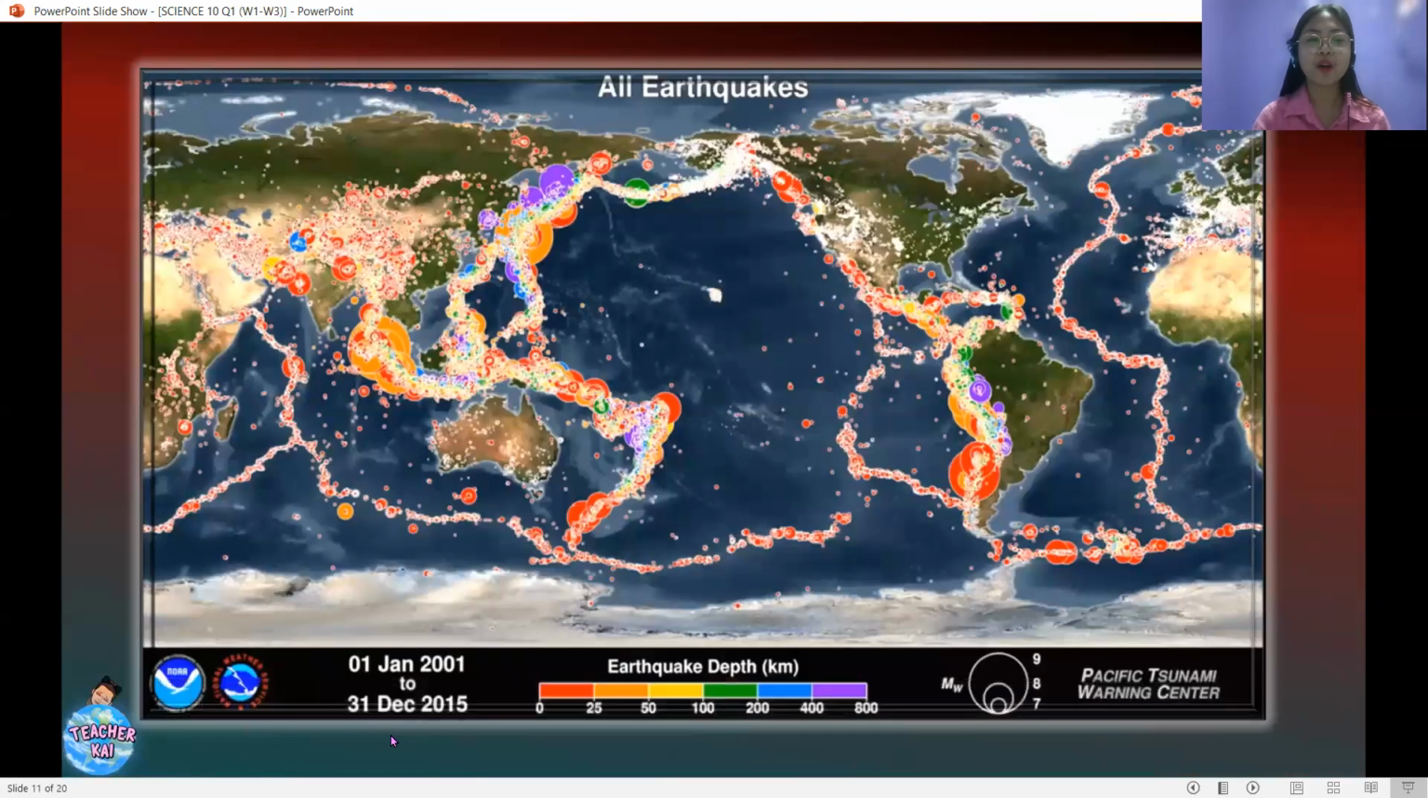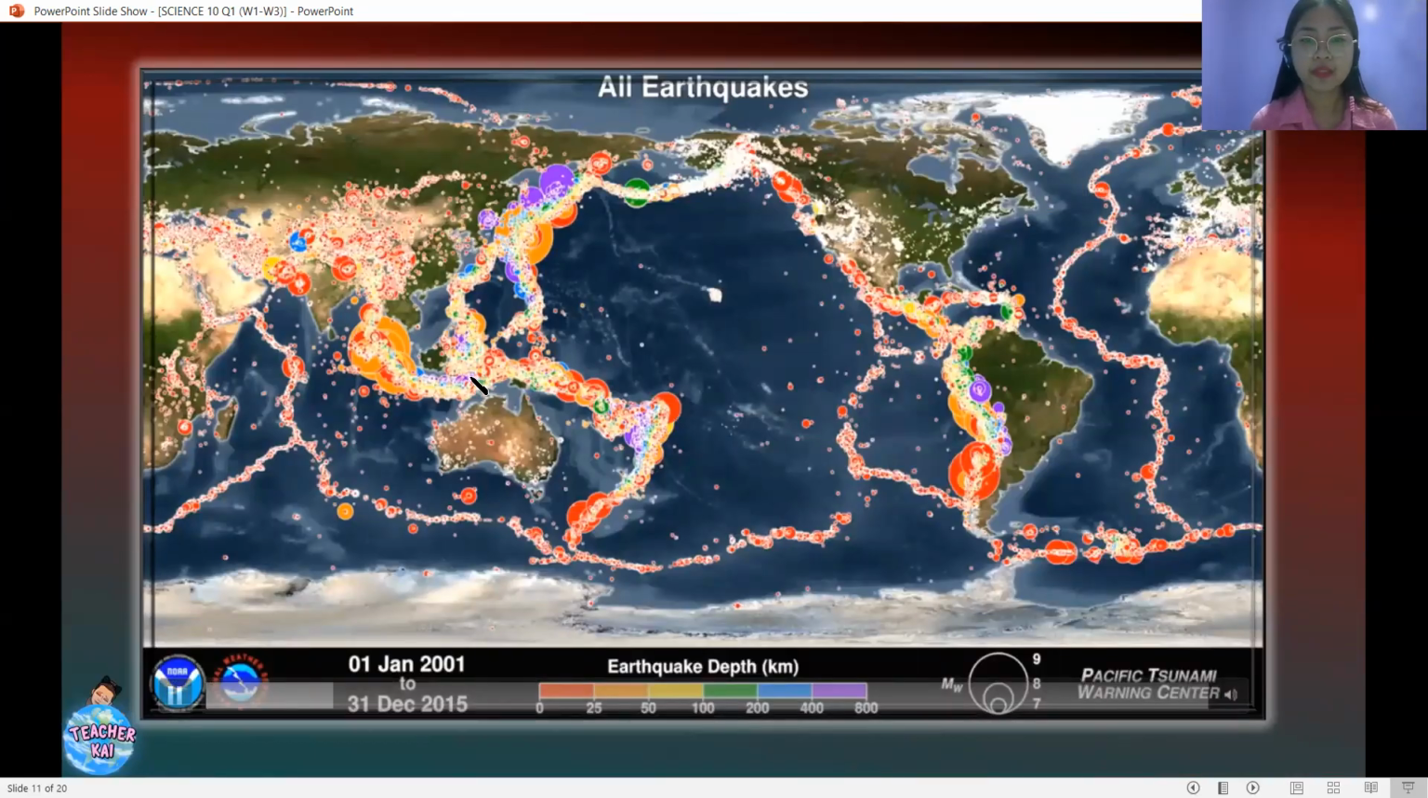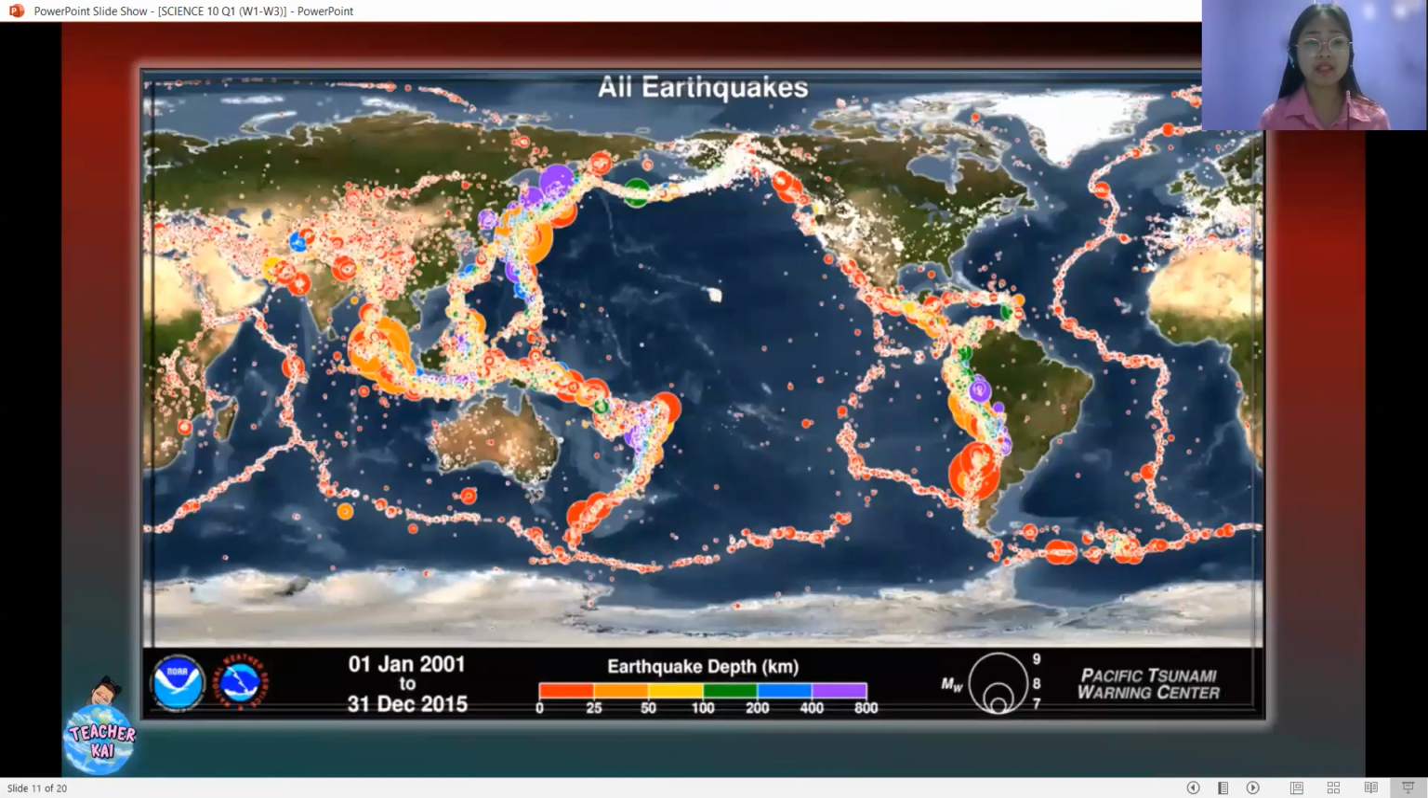So this is the map of 2001 to 2015 of all the earthquakes. Okay, so depende yung color and yung laki ng earthquake. So nandito yung Philippines. Sabi nila, halos araw-araw ay lumilindol sa Pilipinas, pero masyadong mahina kaya hindi natin nararamdaman.